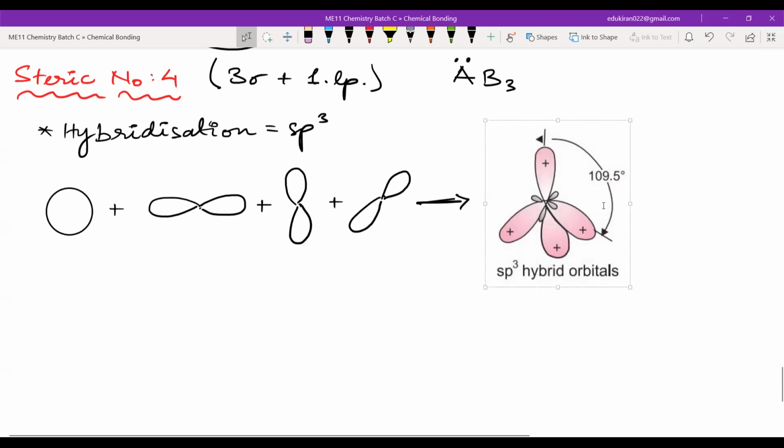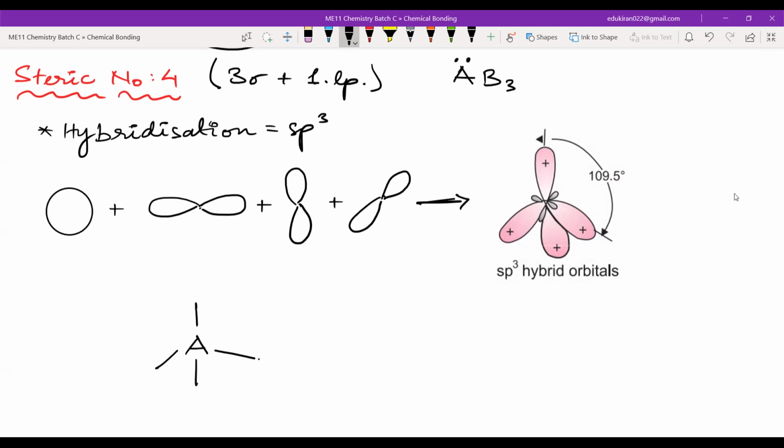These are the sp3 hybrid orbitals, and you have A here. Now, on A, you will put the hybrid orbitals like this in the form of bonds.